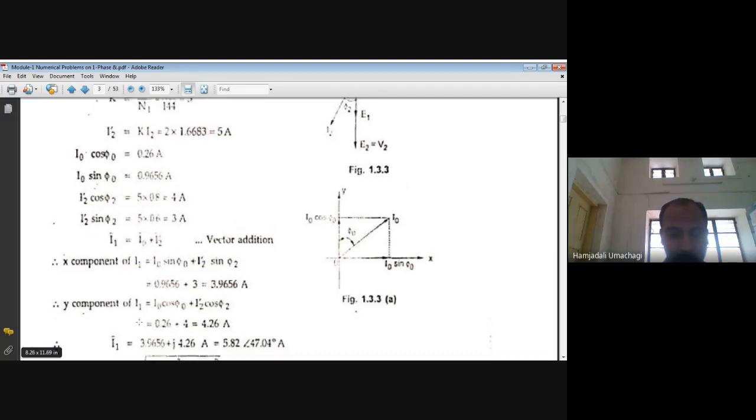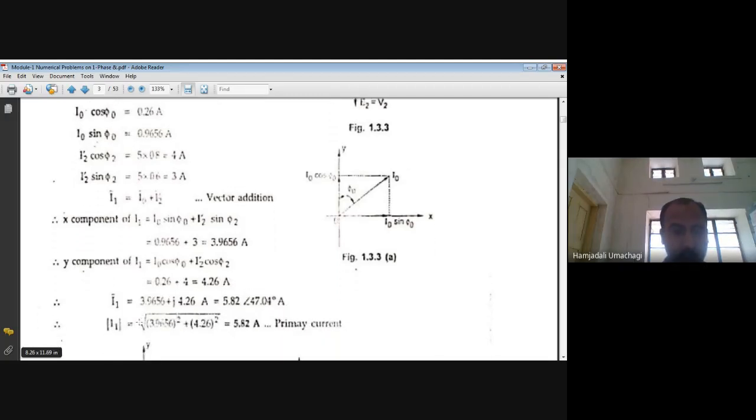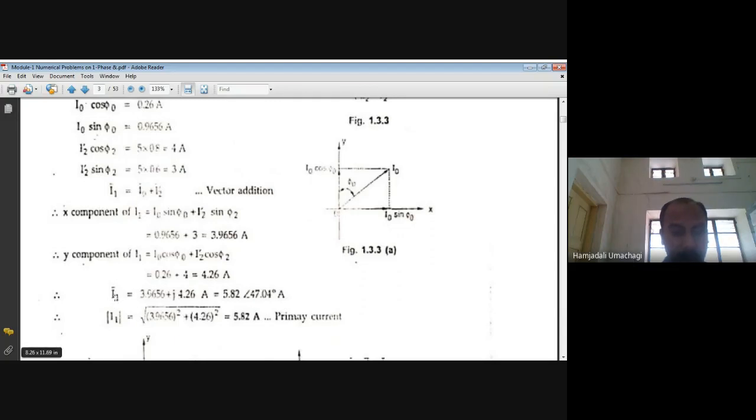Now, to get the value of primary current I1, I should add the x component and the y component, that is the real part and the imaginary part. The x component is the real part: 3.9656 plus the imaginary part j times 4.26. This is the rectangular form. Convert this rectangular form to get the polar form of primary current. The polar form has magnitude 5.82 ampere at an angle of 47.04 degrees.